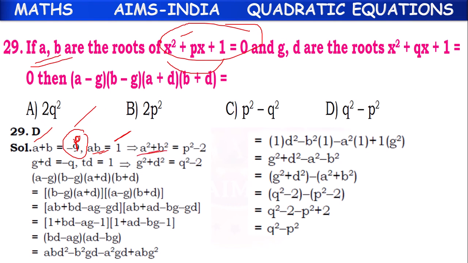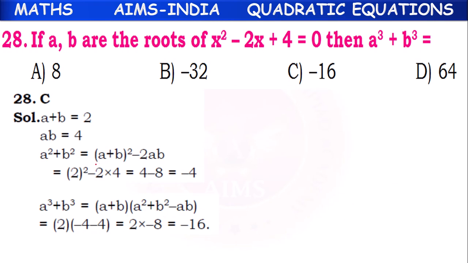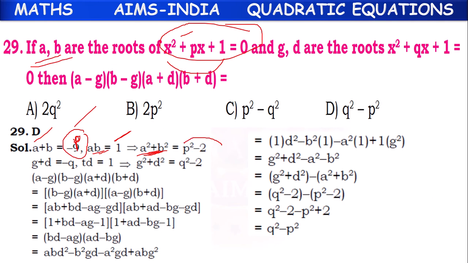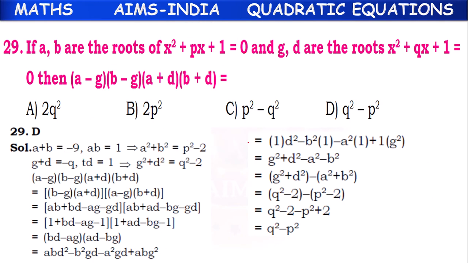Next, the α² + β² value. The formula we have just calculated is (α + β)² − 2αβ. According to that, it will become p² − 2. In the same way, γ + δ: γ and δ are the roots of this equation, so γ + δ equals −b/a, which is −q by 1, equal to −q, and γδ equals c/a, 1 by 1, which is equal to 1. So γ² + δ² will become q² − 2.